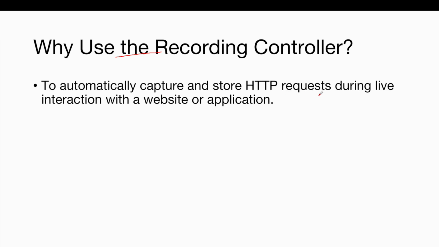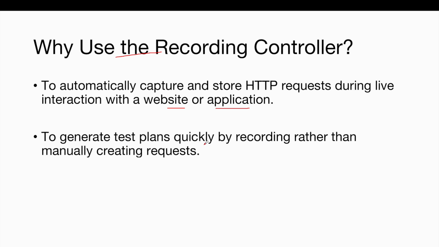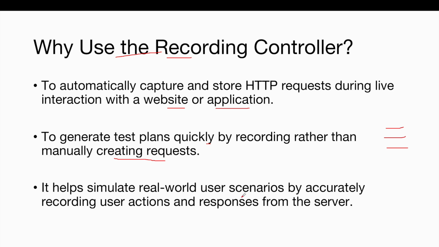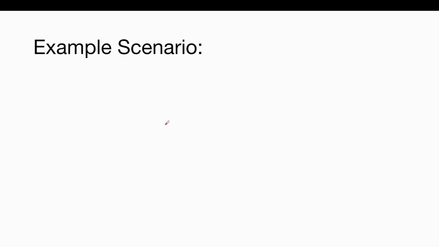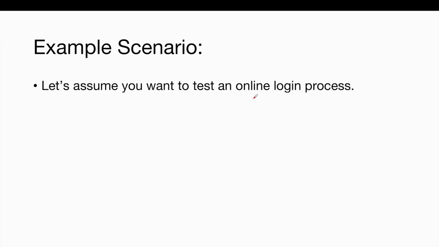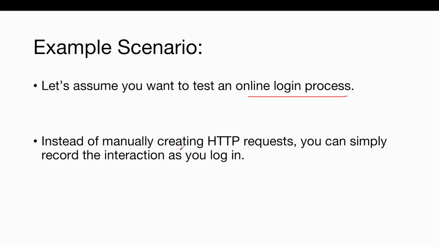Let us understand why we use the recording controller. It automatically captures and stores HTTP requests during a live interaction with a website or application. It generates the test plan quickly by recording rather than manually creating requests. Instead of manually creating a request, while you perform actions on the web page, those actions will be recorded automatically under the recording controller. It helps simulate real-world user scenarios by accurately recording user actions and responses from the server. Let us understand with an example scenario. Assume you want to test an online login process. Instead of manually creating HTTP requests, you can simply record the interaction as you log in.